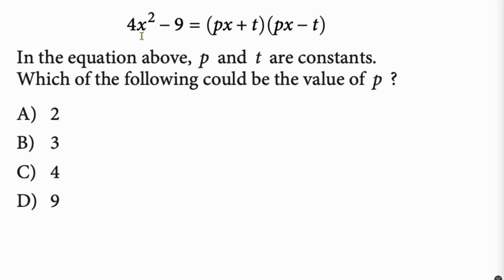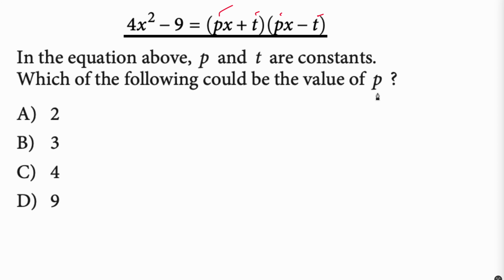So the problem is this. The equation in front of you is 4x squared minus 9 equals (px + t)(px - t). And the question is, in the equation above, p and t are constants. So p and t, those numbers don't change. They are constants. Which of the following could be the value of p?